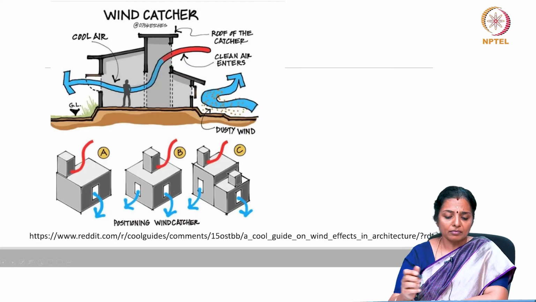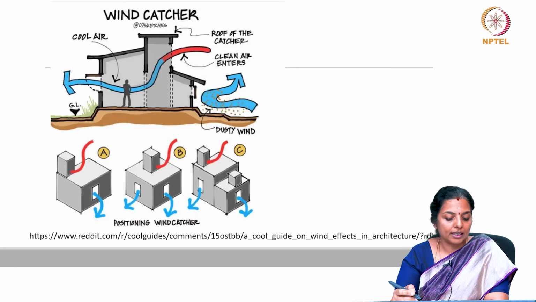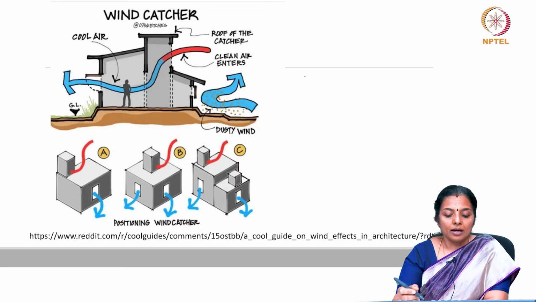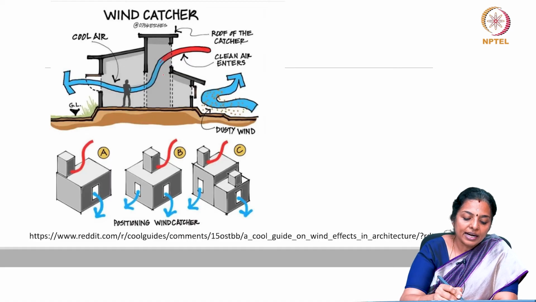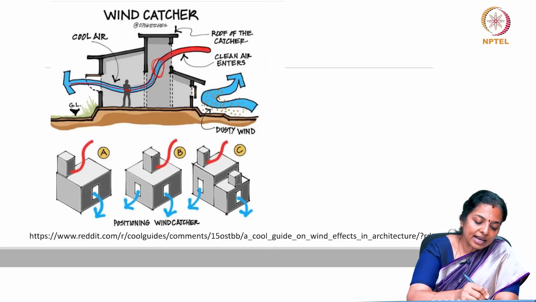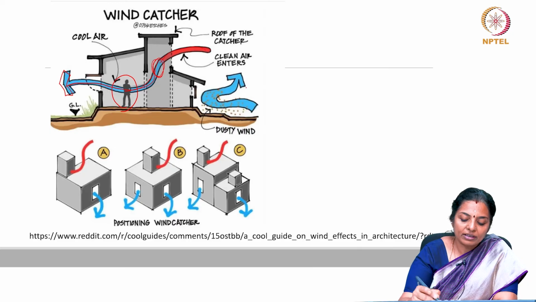And this is the principle of a wind catcher, where this is the roof of the catcher. Clean air enters here because warm air is light, it enters here, it gets mixed with the slightly cool air, descends down because it becomes heavy, and there has to be an outlet for this wind to go. Only then, at a human level, there will be adequate ventilation.